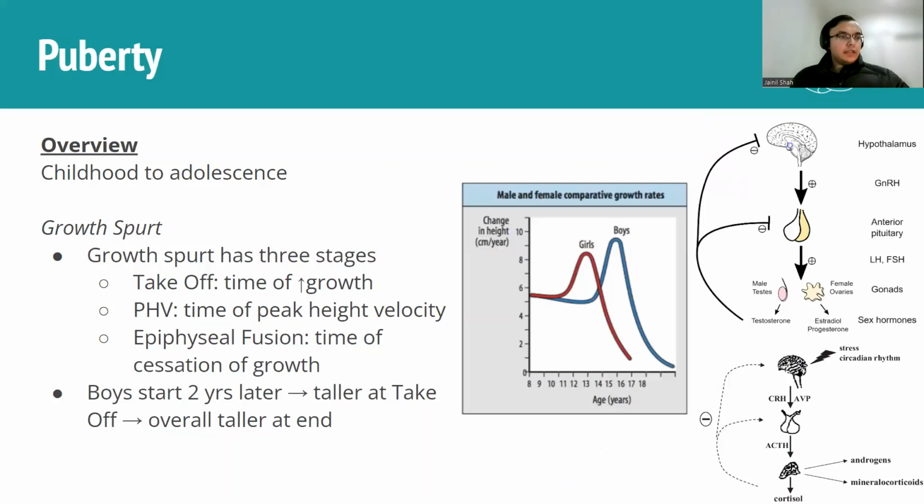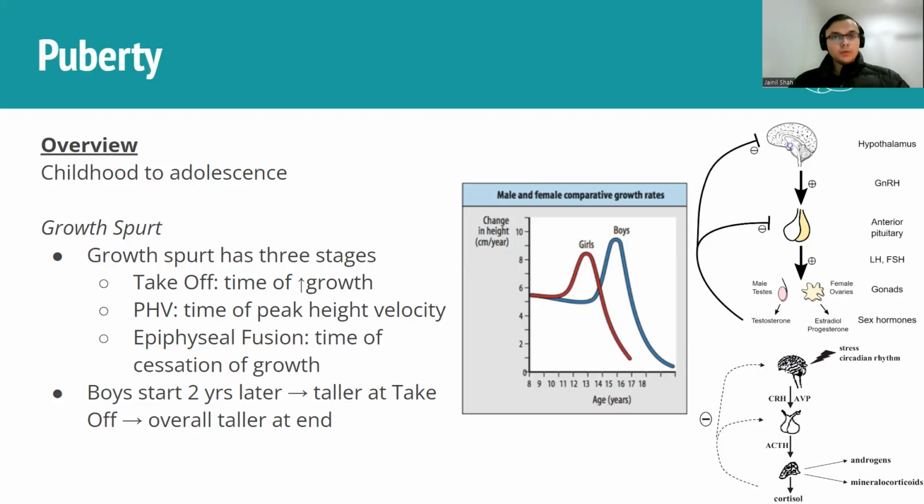And then we come to puberty. So puberty, we only have a couple of slides on this because there's not too much in terms of content, but it generally refers to the period of time between childhood to adolescence. And when we talk about puberty, you'll normally talk about the growth spurt that occurs during puberty. And this growth spurt is described as having 3 main stages.